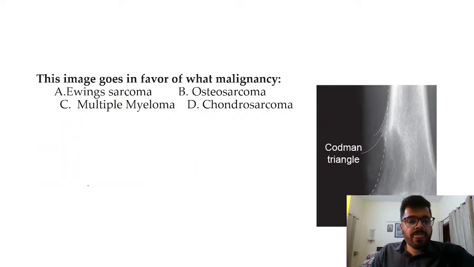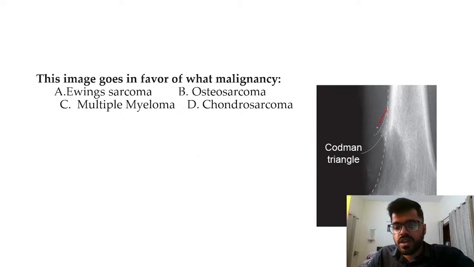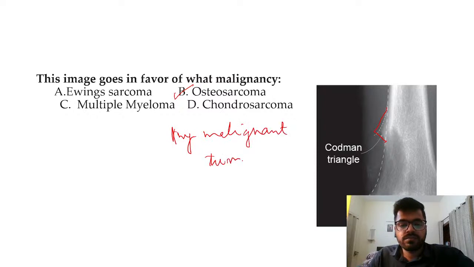So here's a question. This image goes in favor of what malignancy? In this image, we can see this triangle. This is Codman's triangle. So out of these options, Ewing sarcoma, osteosarcoma, multiple myeloma, chondrosarcoma, our best option would be osteosarcoma. Although Codman's triangle can occur in any malignant tumor, if we have to choose one out of these, it is osteosarcoma.